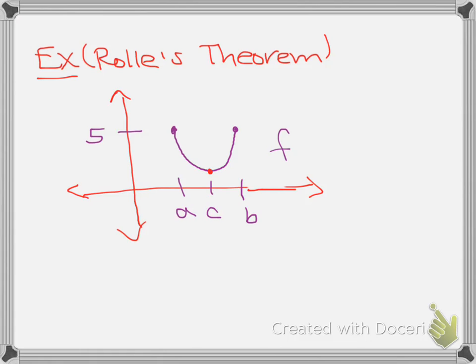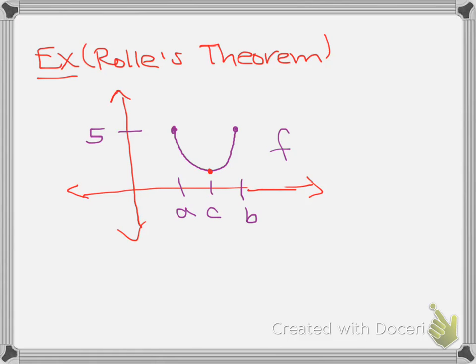Our function f(x) is continuous on a closed interval. It's also differentiable. Pictorially, that means you don't see any vertical asymptotes, sharp points, or cusps in your function. If I give you a graph and you see a cusp, a sharp point, or a vertical asymptote, then we have differentiability issues; it's not differentiable. And three, f(a) equals f(b). In this example, f(a) is 5 and f(b) is 5.